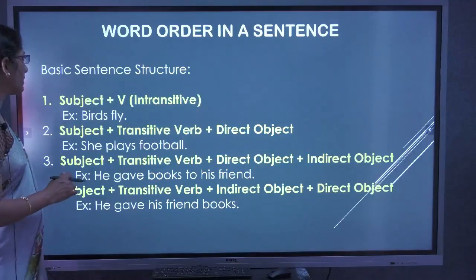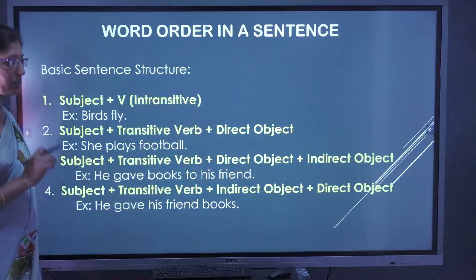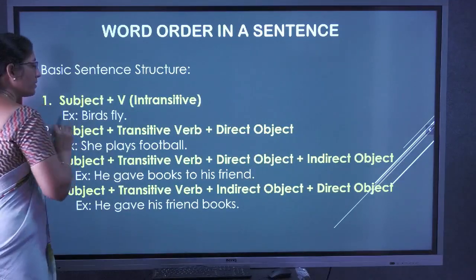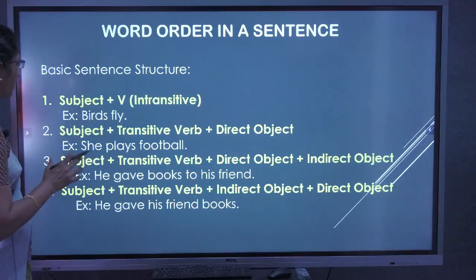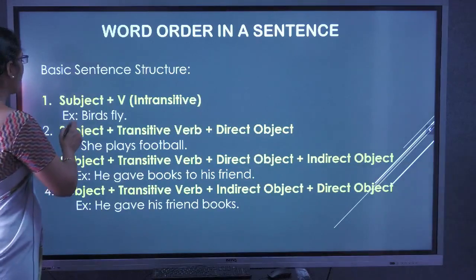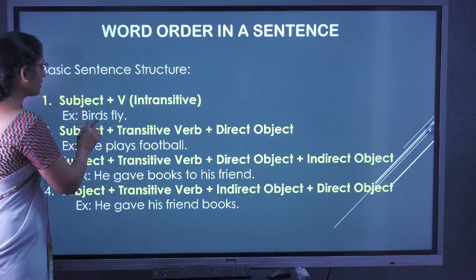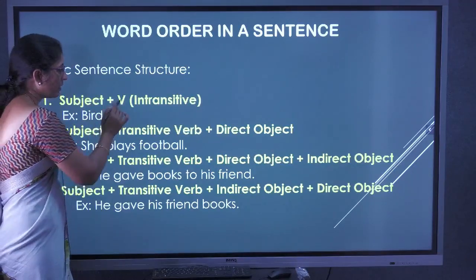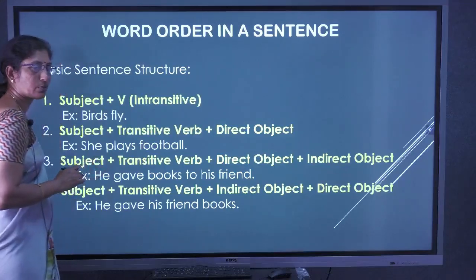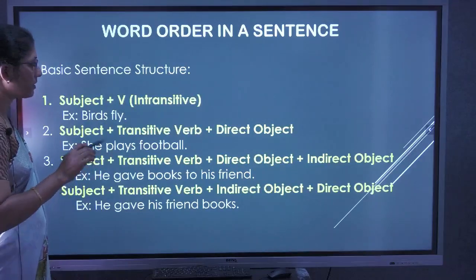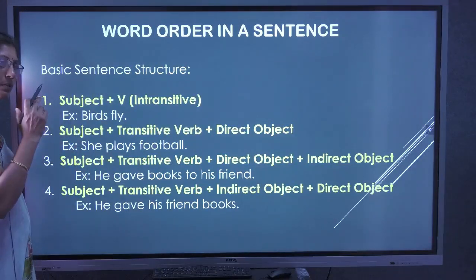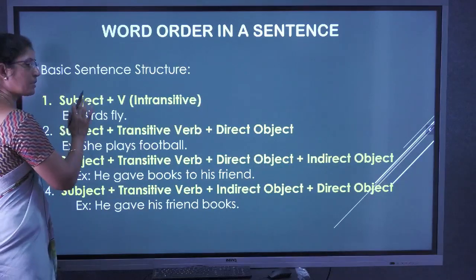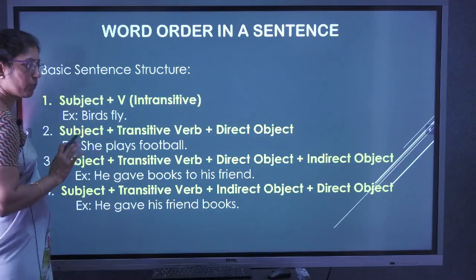Now let us see some basic sentence structures. Let us see at least 8 or 9 basic sentence structures. The first one, simple one, is subject plus verb. Generally in this structure, the verb is intransitive. Like she sang, the birds fly, they jumped. Okay, these are simple sentences with a subject and an intransitive verb.